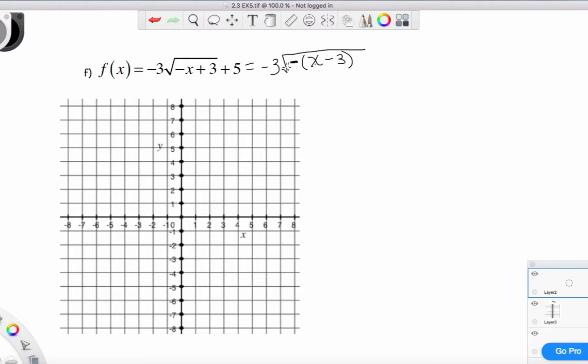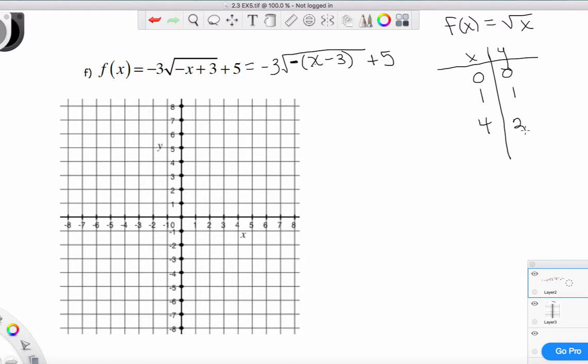If you distribute it back through the expression, you can see that you get negative x plus 3. You get back what you started with, which is what we want. And then I'm going to bring that plus 5 on the end. The function that we have as a parent is going to be the square root of x. And then the table for the square root of x looks like this. It goes 0, 1, and 4 for the x's, and the y's are 0, 1, and 2.